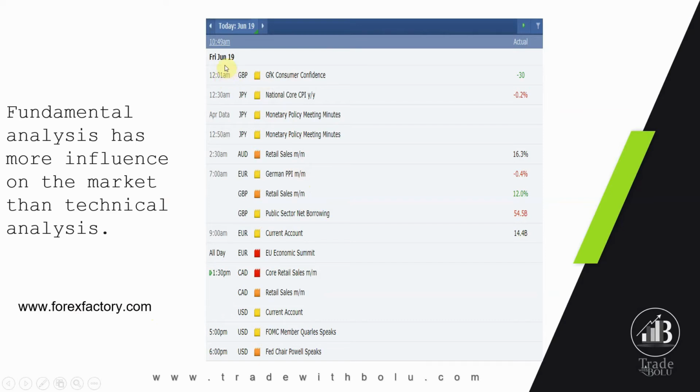What we have here is the time the news was released, the pair that the news affected, and then the impact of the news on that particular pair. And this is the news itself, the fundamental itself, the news that was released that caused all this.